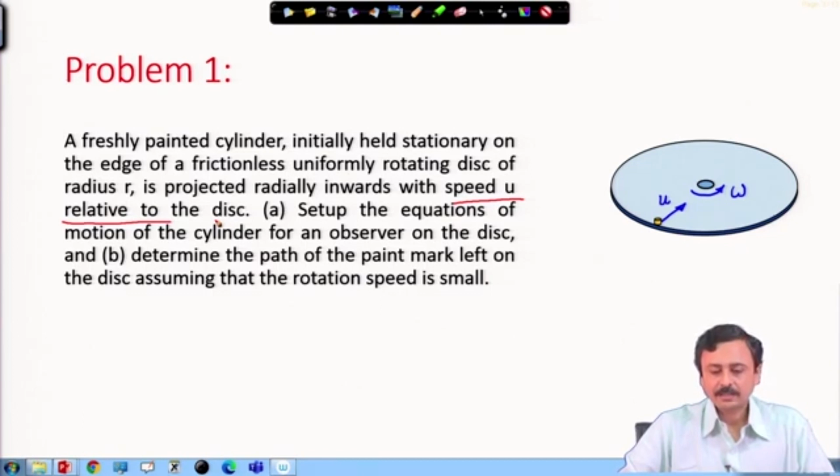Part A tells you to set up the equations of motion of the cylinder for an observer on the disc. So, this observer is rotating with the disc. And B, determine the path of the paint mark left on the disc, assuming that the rotation speed is small.